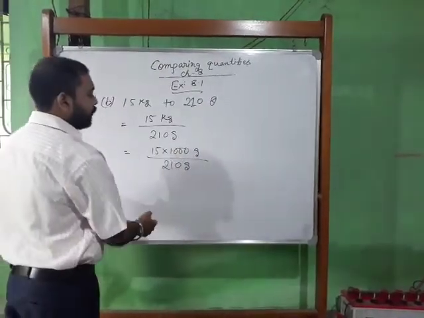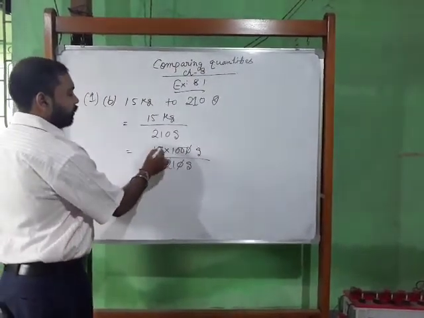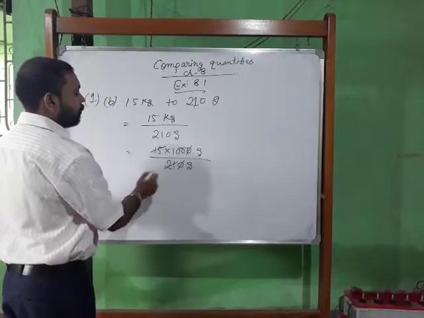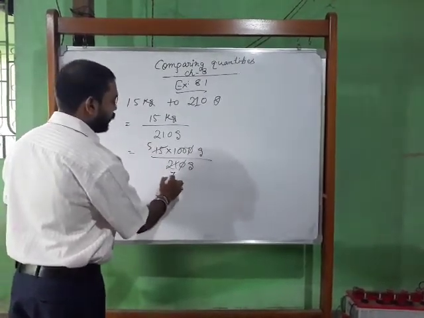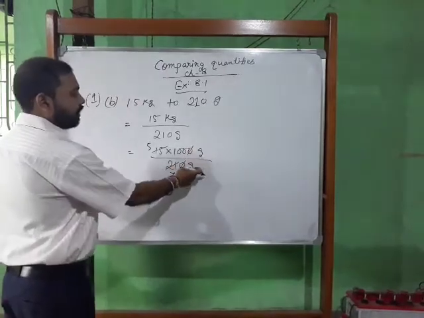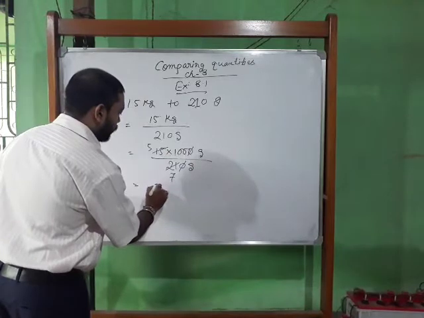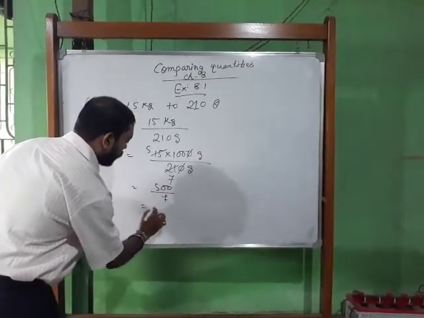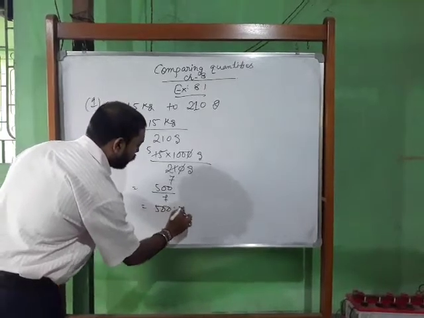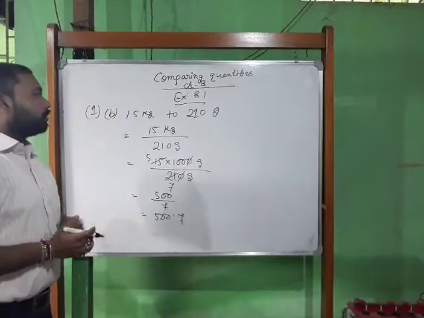So now you can reduce it, 10 10 it is cancelled, and 15 and 21 definitely we can reduce it by 3. So 3 5s are 15, 3 7s are 21. So this gram and this gram is cancelled. So 5 into 100 it is 500 divided by 7. So the ratio is 500 is to 7. So this is the ratio. So in this way we have to find out the ratio.